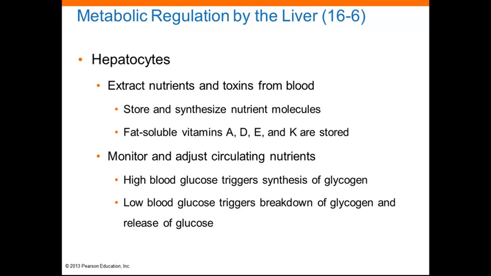As I mentioned, hepatocytes extract nutrients and toxins from the blood as it flows past them in the sinusoids, as well as monitor and adjust the circulating levels of organic nutrients. Excesses are removed and stored, and deficiencies are corrected by mobilizing stored reserves or synthesizing the necessary compounds.